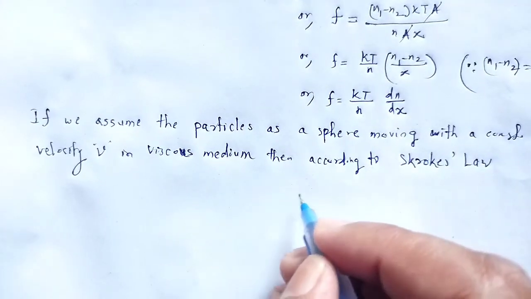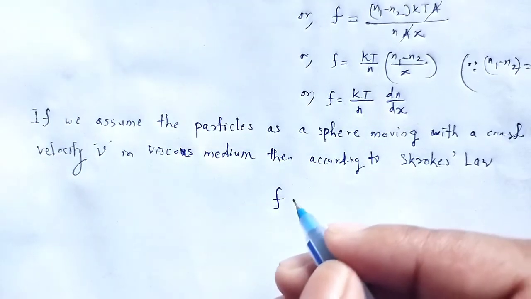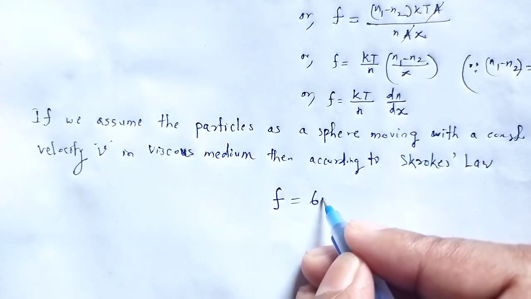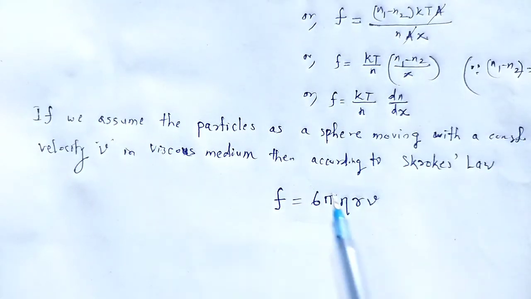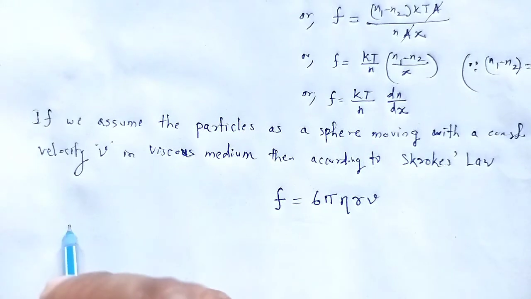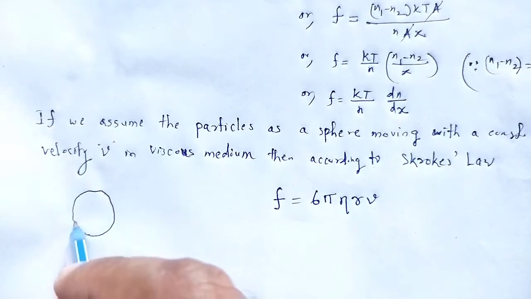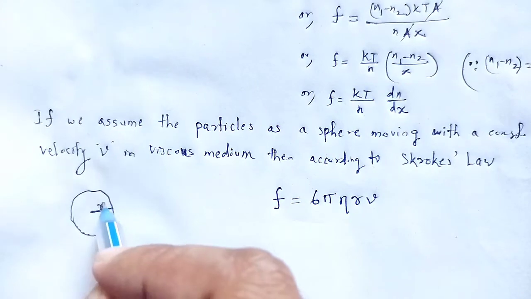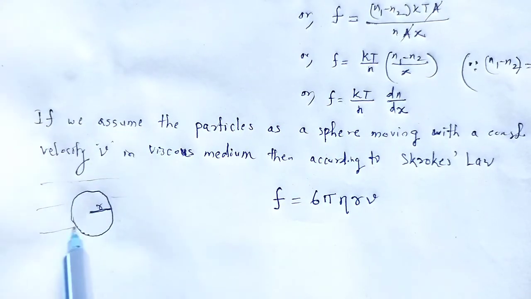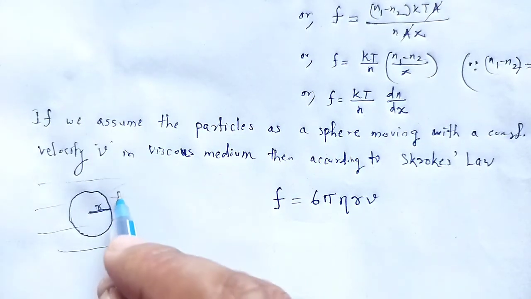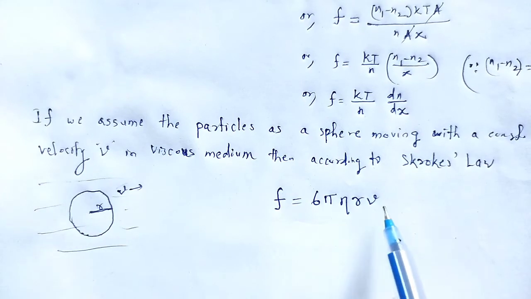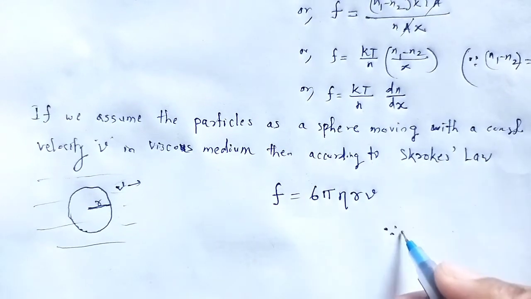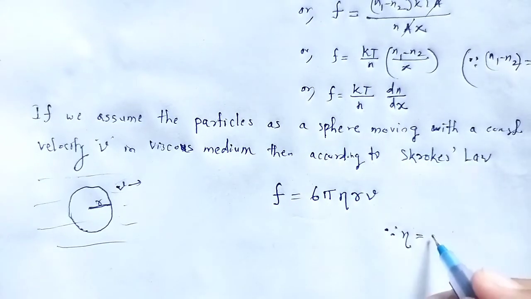law, again the force acting upon each particle will be 6 pi eta r v. Look here, we assume the particle just like a sphere. The sphere has the radius r, and that sphere moves through a viscous medium with the velocity v. Therefore, the force exerted on each particle will be 6 pi eta r v, where eta is the coefficient of viscosity.